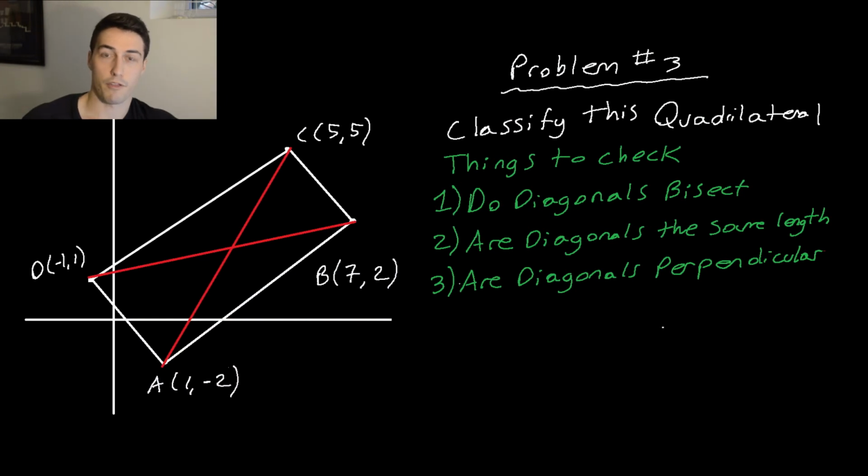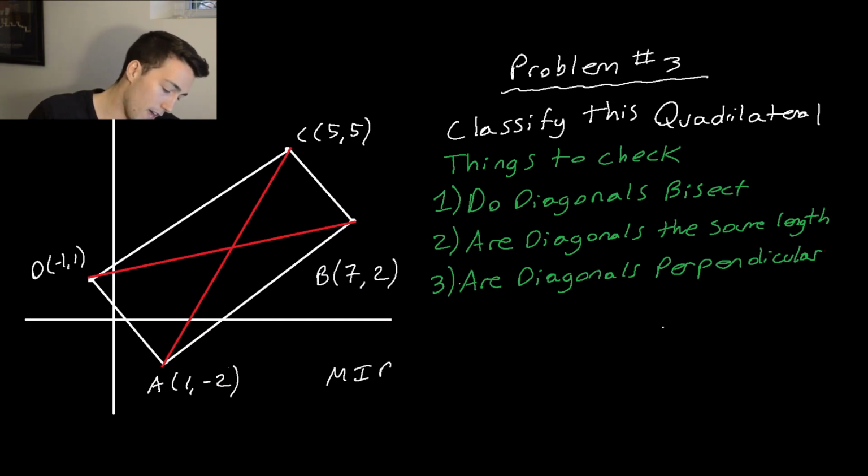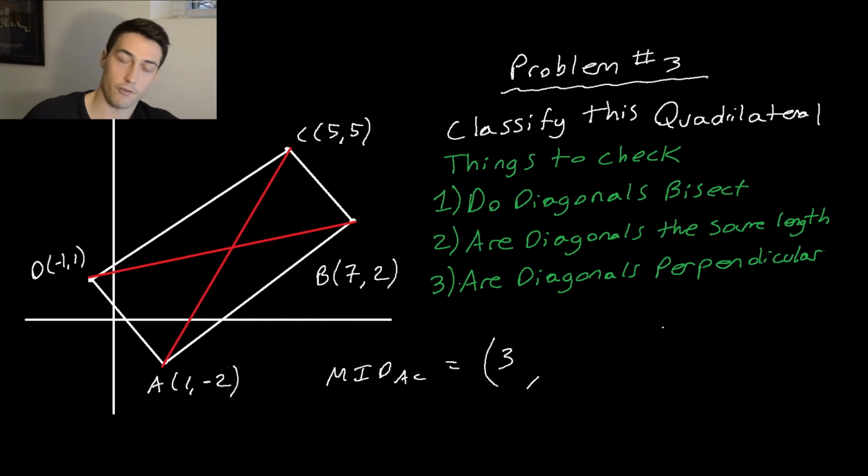Okay, for problem number 3, we're going to do the same kind of thing. We're going to go through this checklist of things to see what satisfy which criteria, and then we can conclude what type of quadrilateral it is. So we're going to find the midpoint of AC, and that's going to be 1 plus 5 is 6, divided by 2 is 3. Then we're going to do negative 2 plus 5, that's going to be 3 divided by 2, so I'll just write 3 over 2.